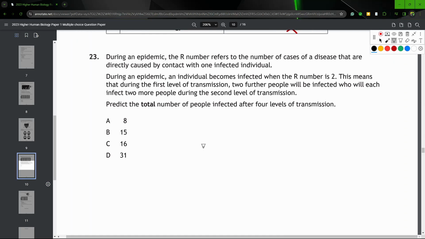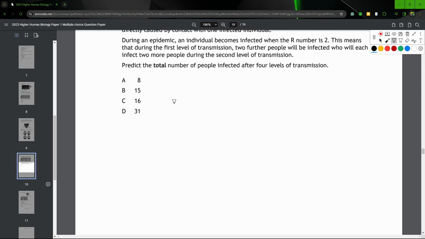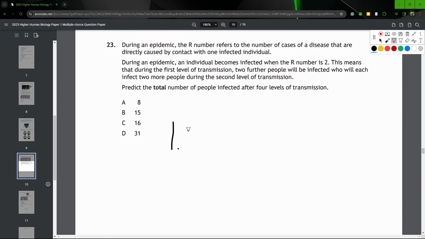So, we're going to make a nice diagram. We have person number 1, patient 0, if you will. They're going to infect 2 other people. Those 2 other people are both going to meet someone and infect them, so they're going to infect 4 people. So that's one layer, that's the second layer. And you notice anything? Each time we're timesing the number by 2. So 4 people infect 8, and 8 people infect 16.